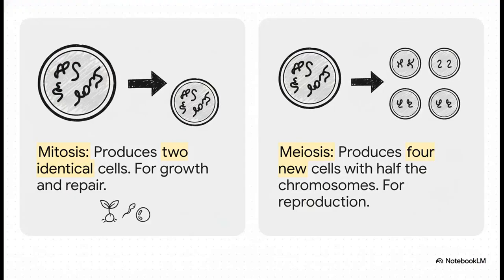Now, there are two types of cell division, and it's very important to know the difference. Mitosis is for growth and repair. In this process, one parent cell divides to form two identical daughter cells with the exact same number of chromosomes. Meiosis, on the other hand, is used for reproduction. Here, one cell divides twice to form four new cells called gametes, and each of these has half the number of chromosomes as the parent cell.